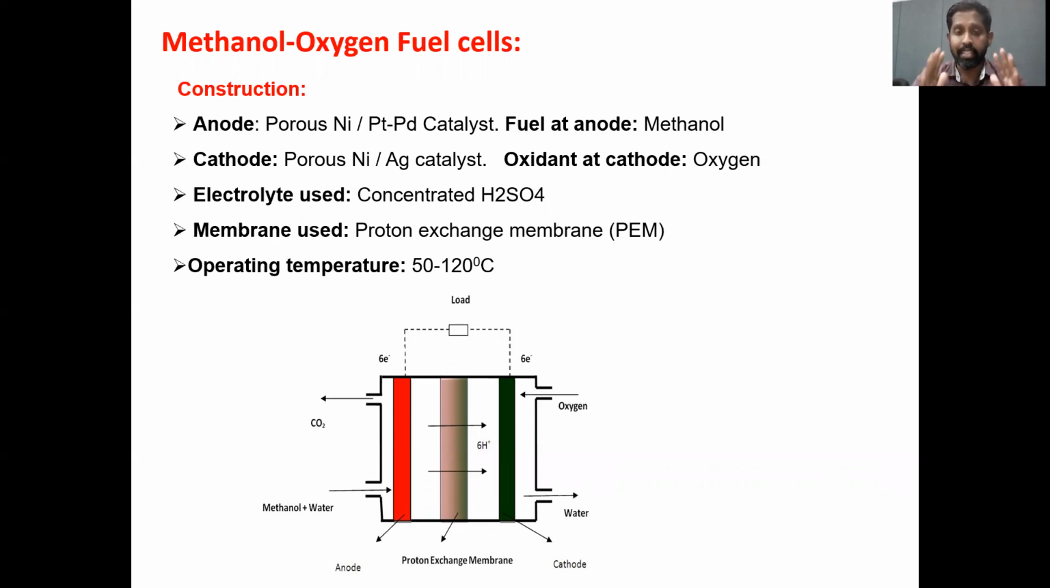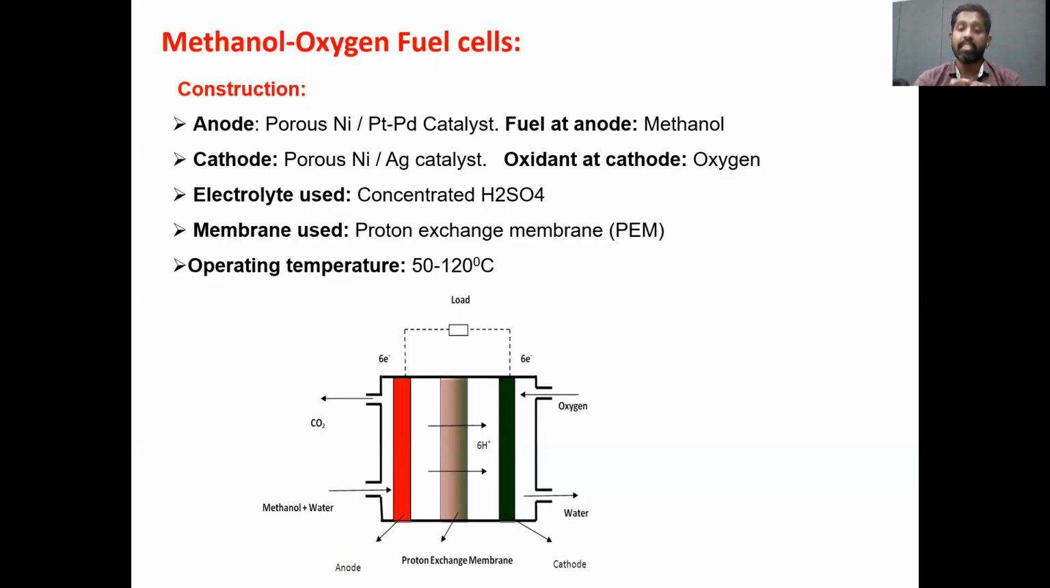So when you take a methanol oxygen fuel cell, as the name itself indicates, the fuel used is methanol and the oxidant used is oxygen. The anode is porous nickel impregnated with platinum palladium catalyst, and the cathode is porous nickel impregnated with silver catalyst. Here, the electrolyte used is sulfuric acid, H2SO4. We use a proton exchange membrane, and the operating temperature is 50 to 120 degrees Celsius.